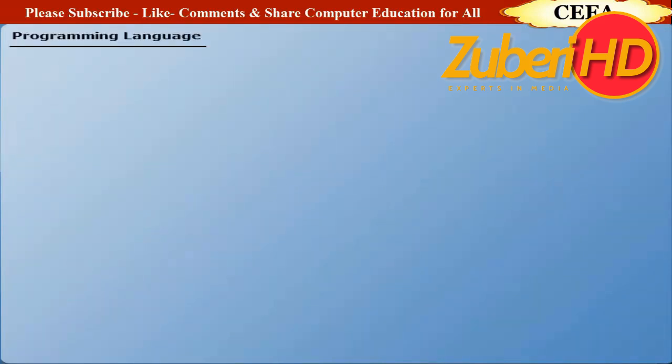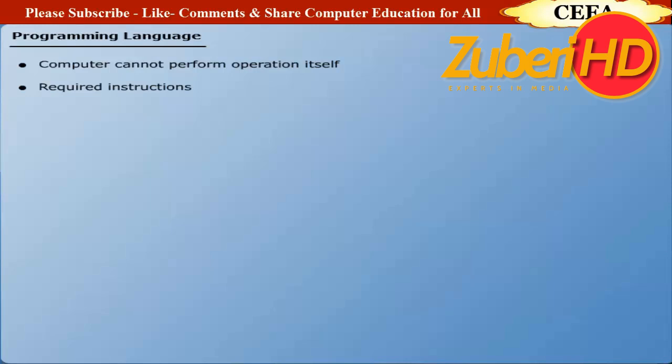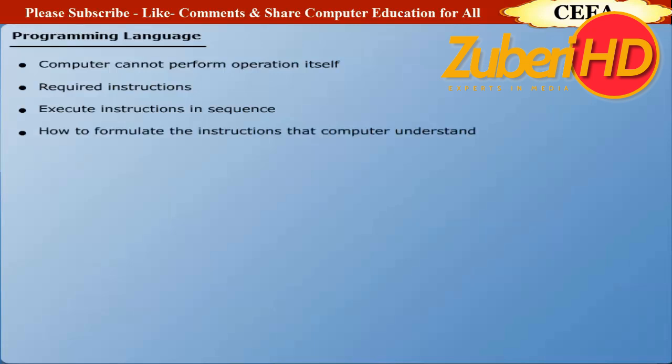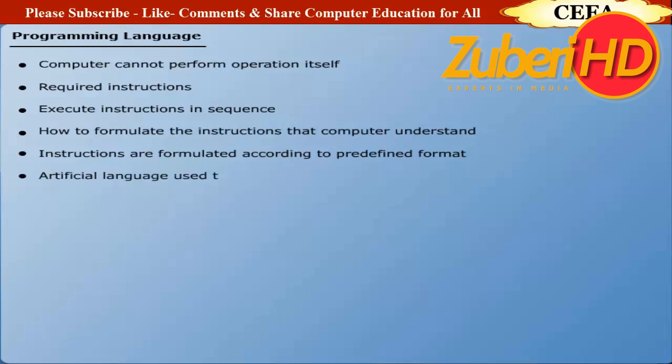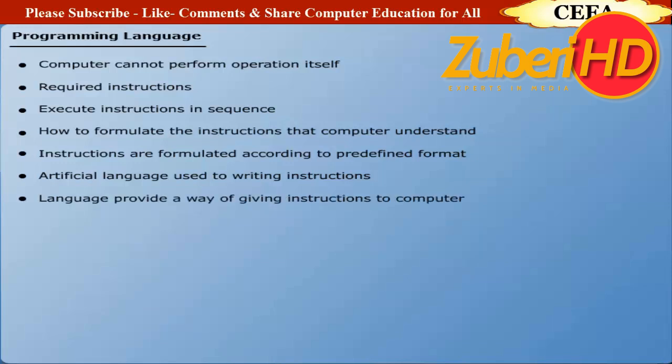Programming language. A computer cannot perform any operations on its own. It requires some instructions to perform a task. The computer executes these instructions in a sequence and performs the required job. Now, the question is how to formulate the instructions that a computer can understand. The instructions are formulated according to a predefined format, and that format is based on the syntax and semantics of a programming language. A computer language is an artificial language used for writing instructions or programs. A programming language provides a way of giving instructions to the computer. It is used to communicate and give commands to a computer.